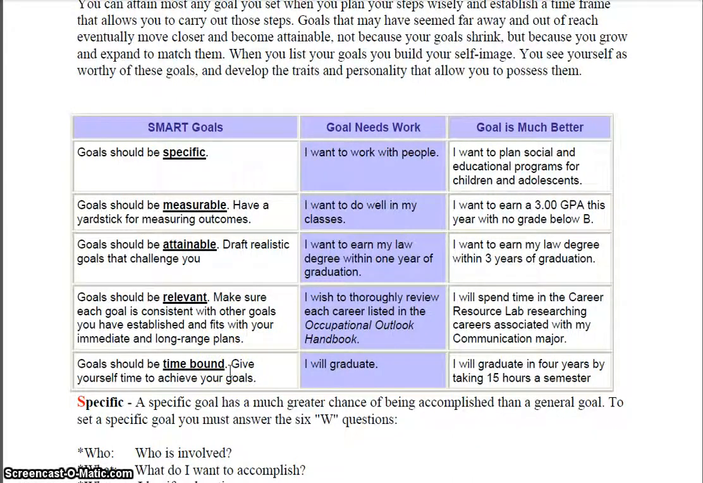The last part of SMART is the T, and that stands for time bound. Your goal should be time bound or time sensitive. Give yourself a time in which to complete the goal. So if your goal is I will graduate, well, by when? In 1 year? By the time you're 50? A more time-bound goal would be I will graduate in 4 years by taking 15 hours a semester. So here you have identified the time frame in which to complete the goal, as well as indicated how you will complete that goal.